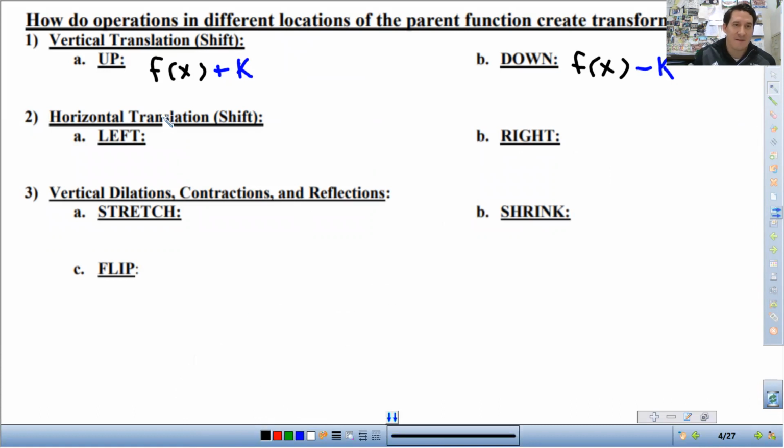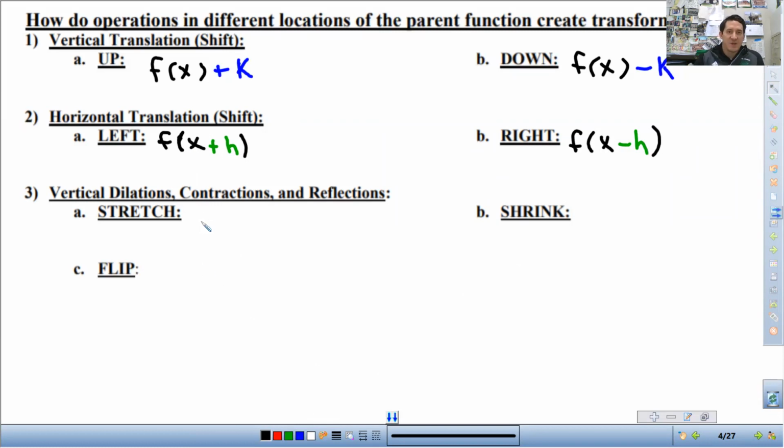To shift it left, you are going to add a value. We're going to call the value h on the inside of the function. To shift it right, you are going to subtract the value.